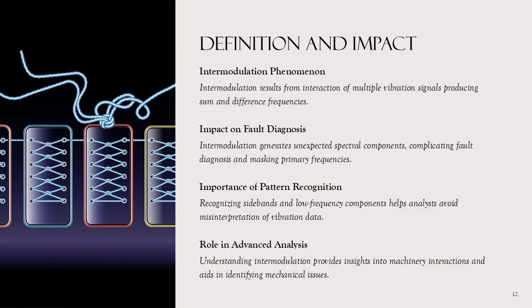Definition and impact of intermodulation. Intermodulation occurs when two or more vibration signals interact, producing additional frequencies that are the sum and difference of the original frequencies. This phenomenon is common in systems with closely spaced frequencies or where amplitude modulation exists, such as gearboxes and bearings. Intermodulation can generate unexpected spectral components, complicating fault diagnosis and masking the presence of primary forcing frequencies.